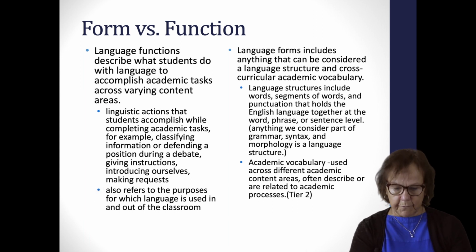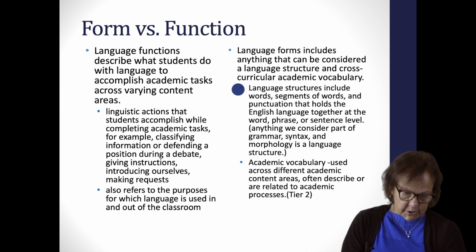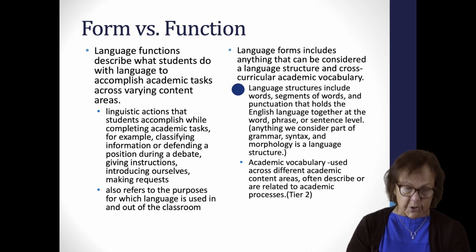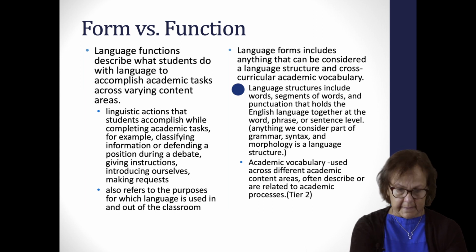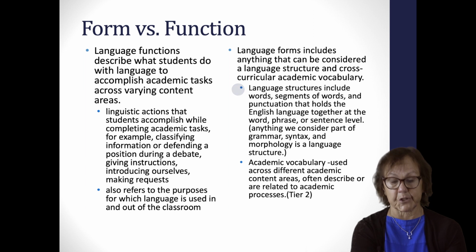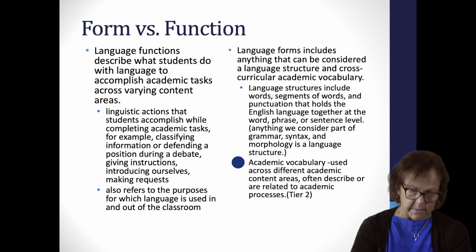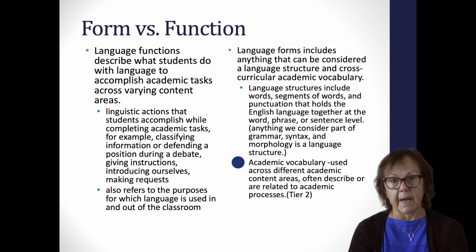And the language forms could include anything that is considered a language structure and cross-curricular academic vocabulary. Language structures include words, segments of words, punctuation that holds the English language together at the word, phrase, sentence level. Anything we consider part of grammar, syntax, or morphology is a language structure. Academic vocabulary used across different academic content areas often describe or are related to academic processes or Tier 2.